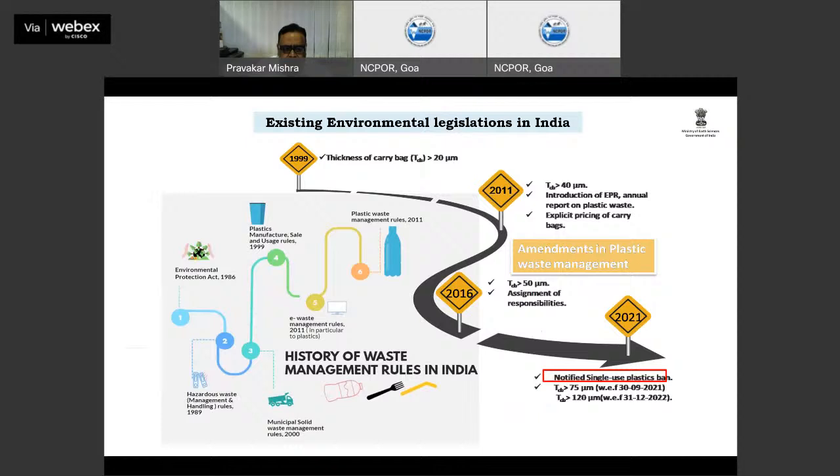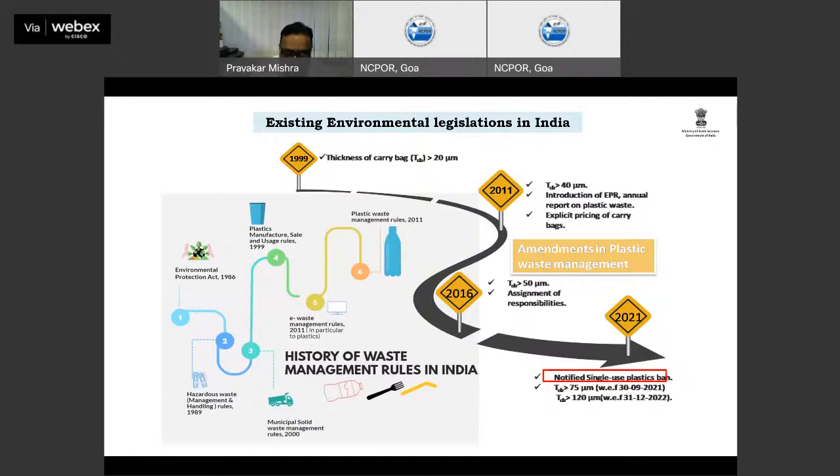The existing environmental legislation in India is still from 1986. There have been a lot of changes in these regulations. We have also changed the thickness of the bags, and we have introduced EPR and the annual report of plastic waste. But what our data shows in the end is that this is still not working out. So then what should we do?